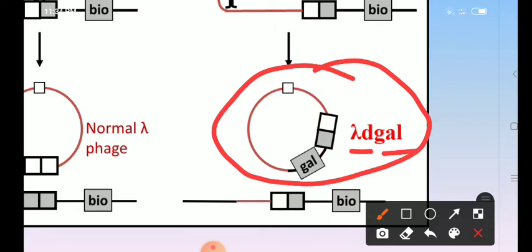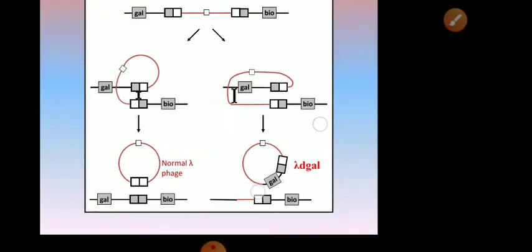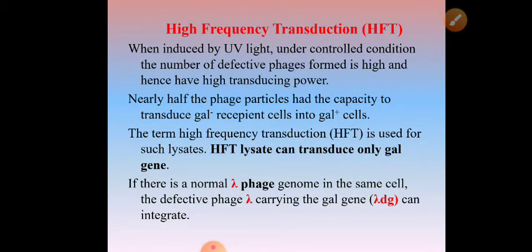The lambda phage has excised or separated from the host chromosome, but it has carried what? The galactose gene with it. Such a phage is capable of carrying out transduction, but the frequency at which the defective phages are formed is very low, and hence the chances of transduction taking place are less, so they are called low frequency transduction lysates. But we can increase the frequency. For high frequency transduction, you have to expose the lysate to UV light.